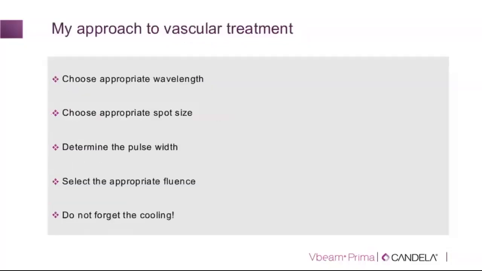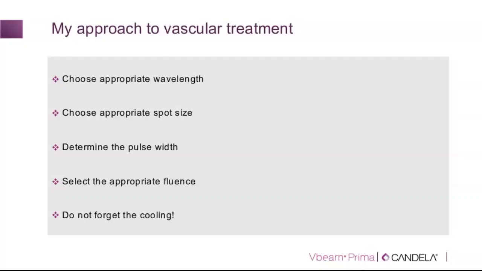This is my approach to vascular treatment in terms of choosing the setting. First you will determine the wavelength. As I explained, for most of the vascular conditions on the face, the 595 will be adequate. For venous blood or for deeper pathology, then the 1064 is chosen. You then choose your spot size. For linear vessels, the linear elliptical spot size of 3 by 10 millimeters is ideal. If your target is deep, then choose a large spot size. If it's a very small superficial target, then you can choose a smaller spot size.